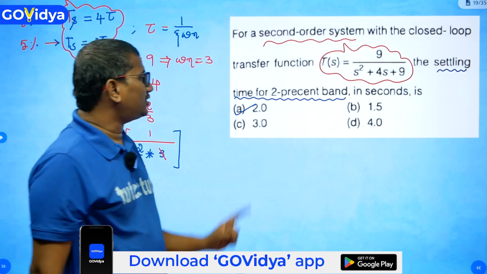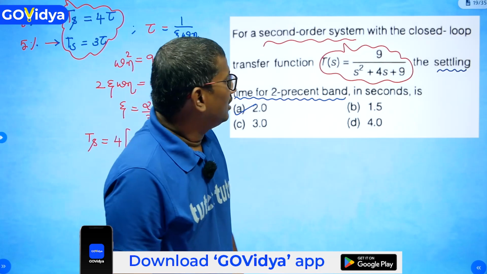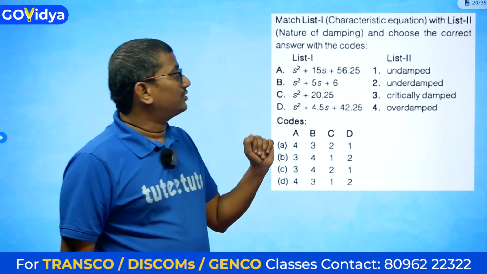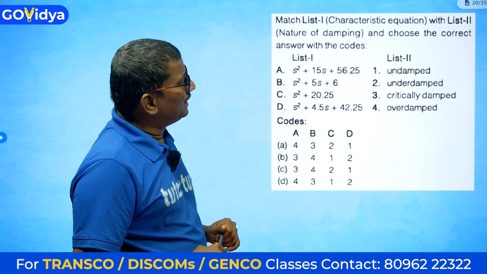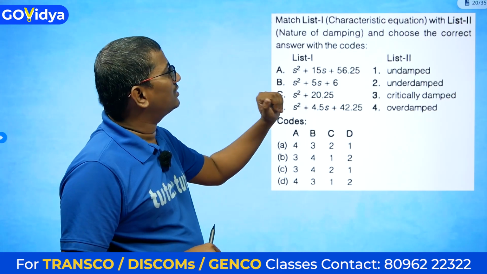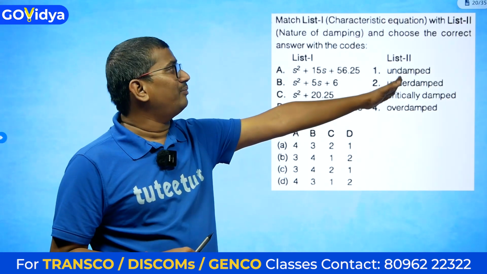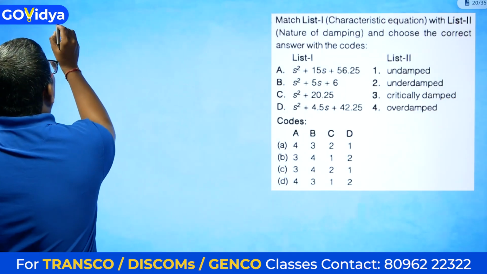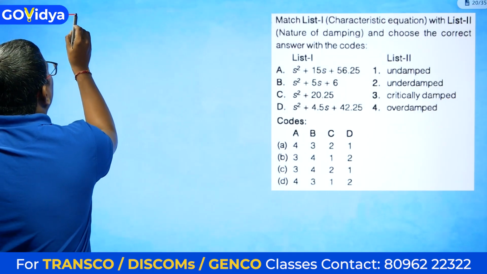Okay now? So the answer is A. Now let us see one more question. Now let us see this question. It is like a match the following, and they're asking to choose the correct answer with respect to the nature of the damping and the characteristic equation they have given. So if you see, the characteristic equation for A is what?